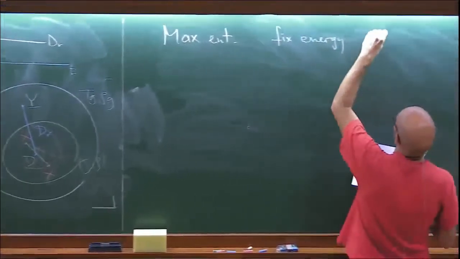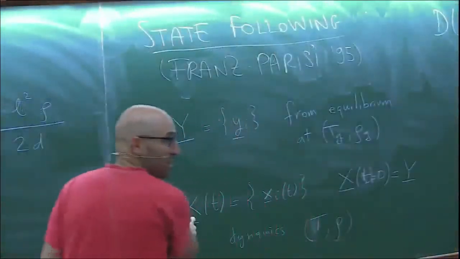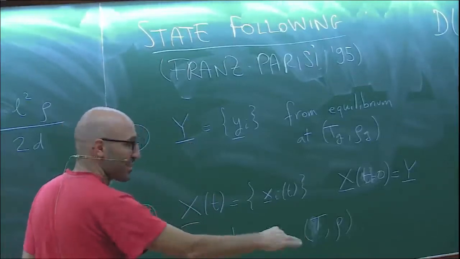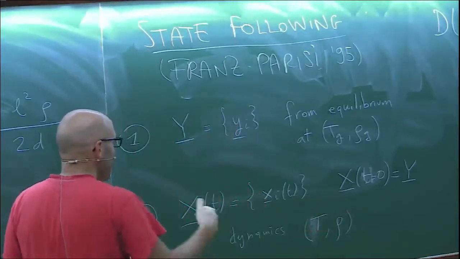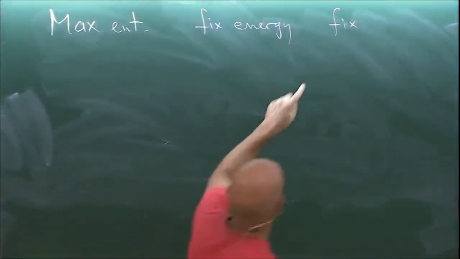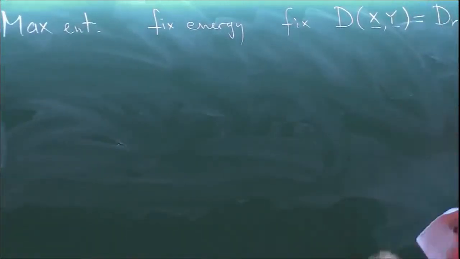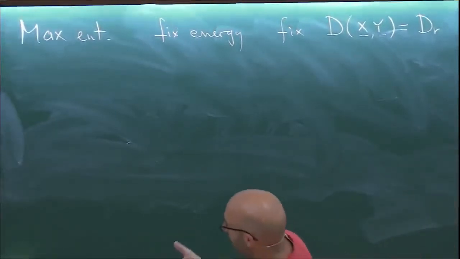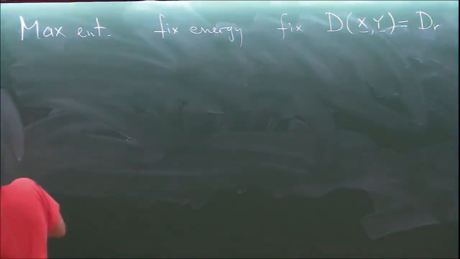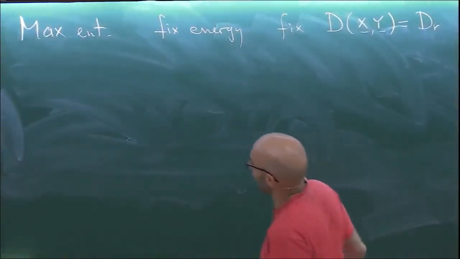But I also want to impose another constraint. So I'm talking about X now. I suppose I know Y, and I want to maximize the entropy of X under the constraint that it has a fixed energy, which corresponds to this temperature, and also that it has a fixed distance from Y. So I want to fix the energy, and I want to fix the distance between X and Y to be equal to dr. Then I want a Gibbs measure that describes this region of phase space. I'm using the same principle as in equilibrium. Maybe it doesn't work, but I can try.